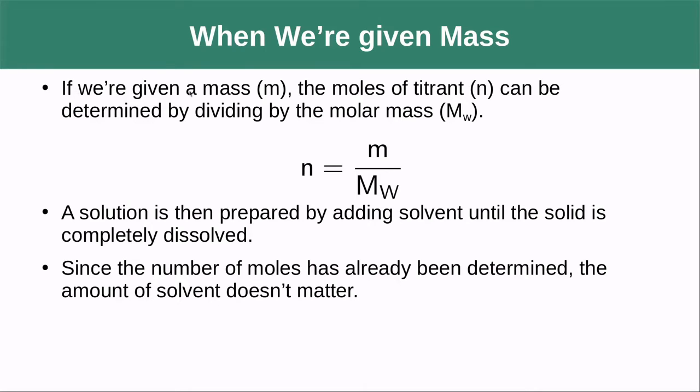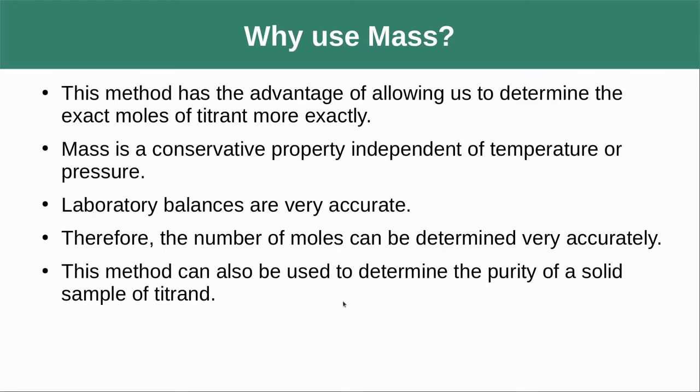If instead we're given mass, the moles of titrand can be determined by dividing by the molar mass. So we can calculate the number of moles by taking the mass of something and dividing it by its molecular weight. A solution is then prepared by adding solvent until the solid is completely dissolved. And since we already know the number of moles, it doesn't really matter how much solvent we wind up using, so long as we don't get too excessive with it.